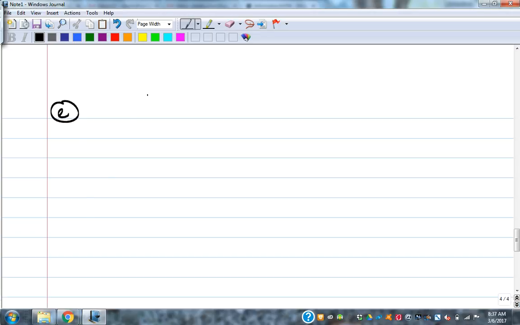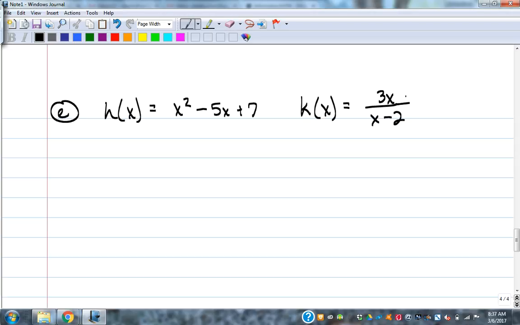Let's do another one, see if we can maybe get a better understanding. h of x is equal to x squared plus 5x plus 7. Make that a minus 5x. Not that it really matters, but just so I'm consistent with my notes here. k of x is 3x over x minus 2. Let's find h composed with k of x and the domain. Okay, so using h and k and just changing up letters.